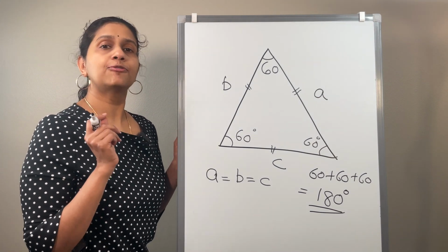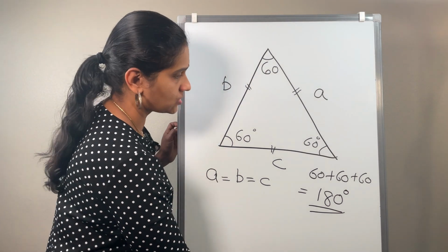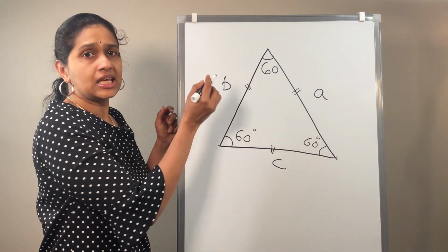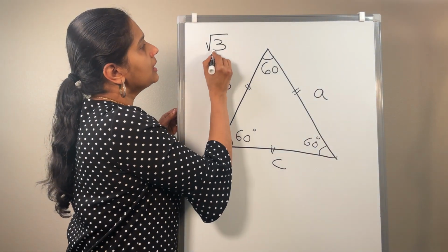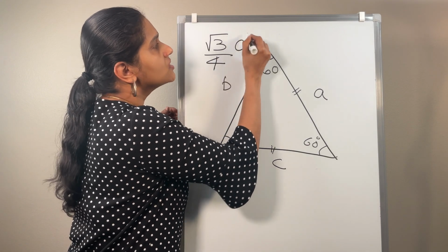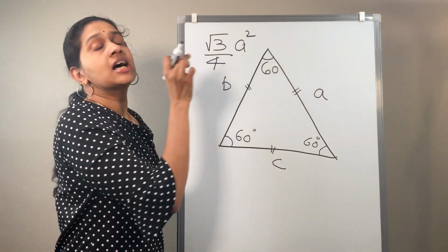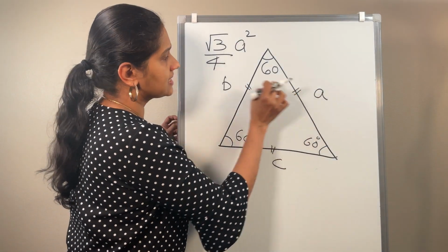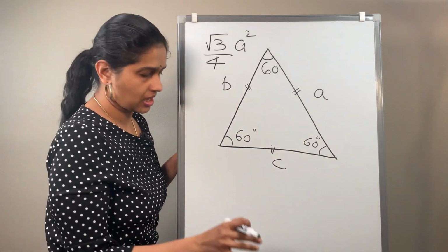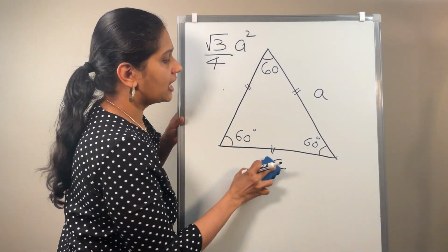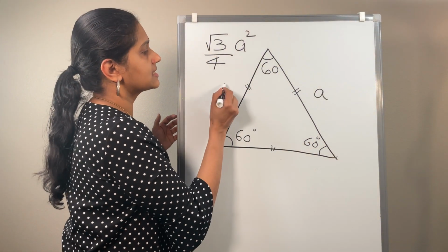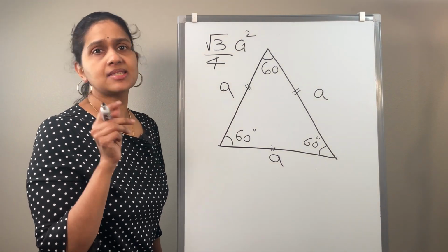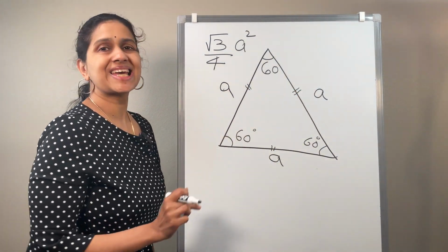Now let us see the formula for finding the area of the equilateral triangle. The formula for finding the area of an equilateral triangle is root 3 by 4 A square, where A is the side of the equilateral triangle. And as I told you, one side is A, one side is B, one side is C, all the three are the same. So basically, you can write the sides as A and A, because all the three sides are going to be the same. So basically, it is notated as A.